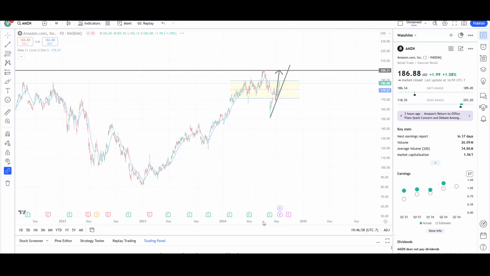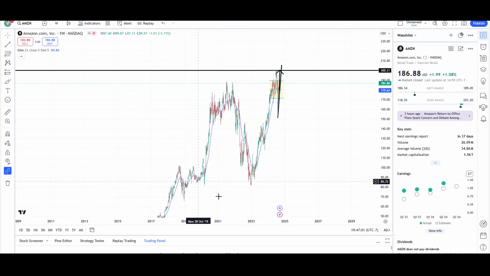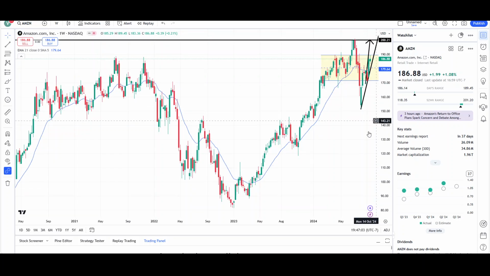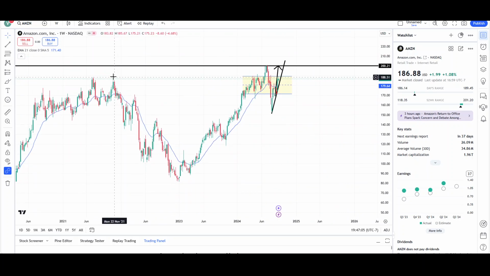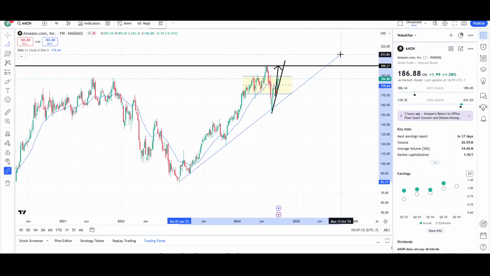Let's take a look at the weekly chart, maybe get a longer term view of this. Here's the weekly chart, and what do I see? Well, again, price made the new all-time high, and now it looks like it's still ready to continue to move up higher. Price was being supported by this trend line or channel.